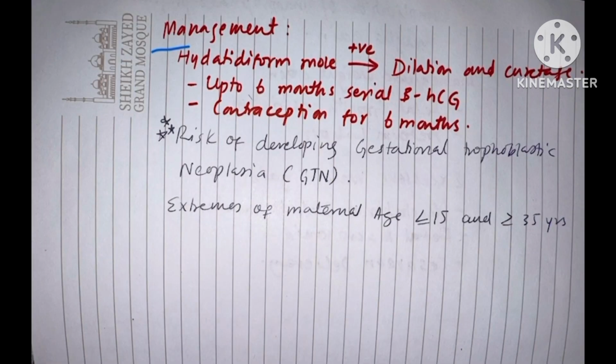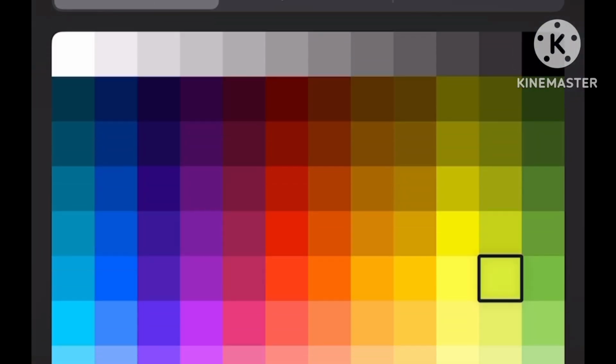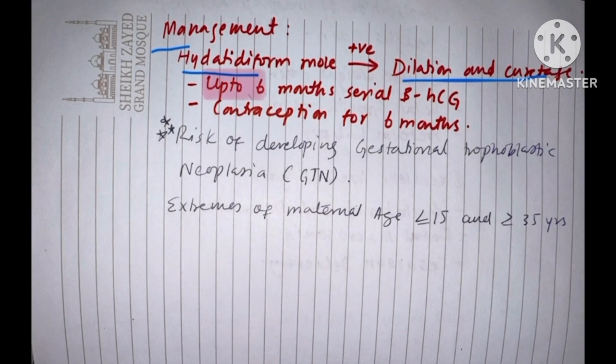Coming to the management: if the patient comes to us with hydatidiform mole, you see a snowstorm appearance on ultrasound, and you get a very high beta HCG, what you do is dilation and curettage. After that, the very important point here, which I'm going to highlight in pink so that you remember it, is that you're going to do serial beta HCG for up to 6 months after the D&C, because it's very probable that this person is going to develop gestational trophoblastic neoplasia. This is a very serious condition, so you're going to look for it for up to 6 months.